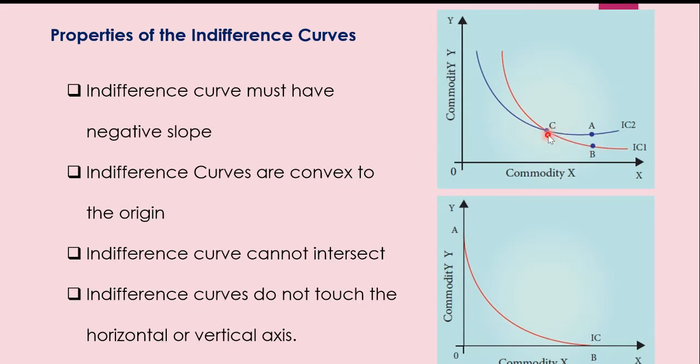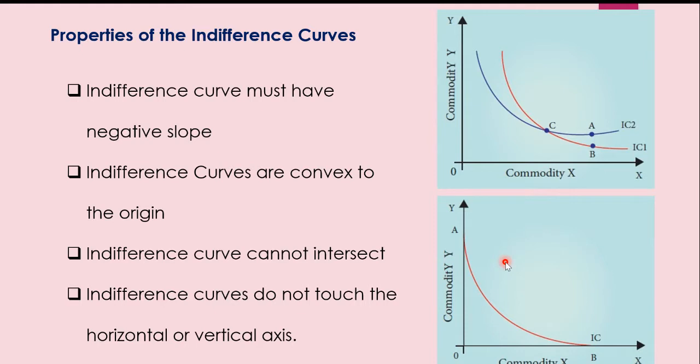When these two curves cut at the point C, it means A is equal to B, which is not practically possible. Suppose A gives a satisfaction of 200 and B gives a satisfaction of 100. At this point, if both the lines are intersecting, it means A is equal to B. Can 200 be equal to 100? It cannot be equal. So, indifference curves cannot cut each other.